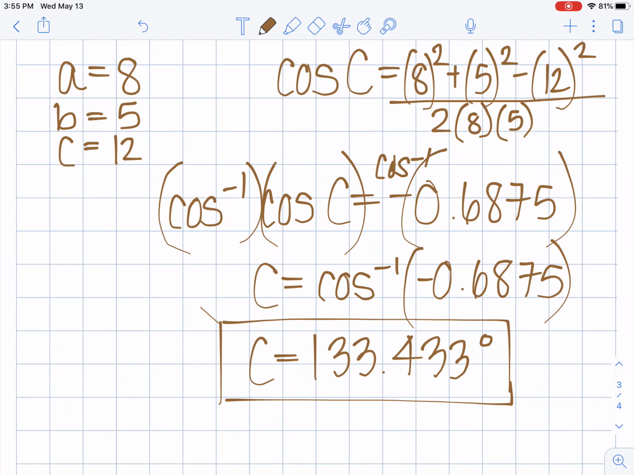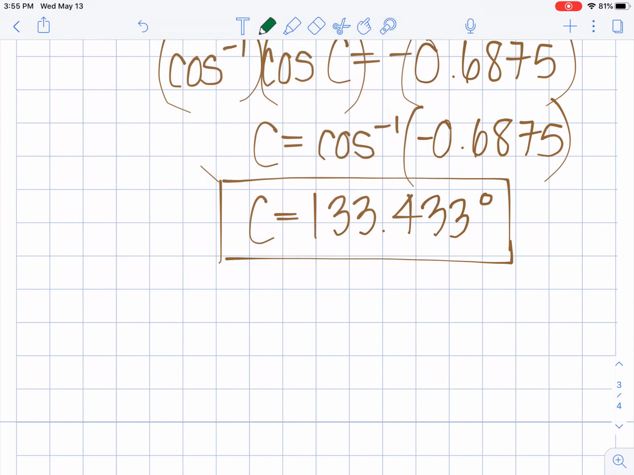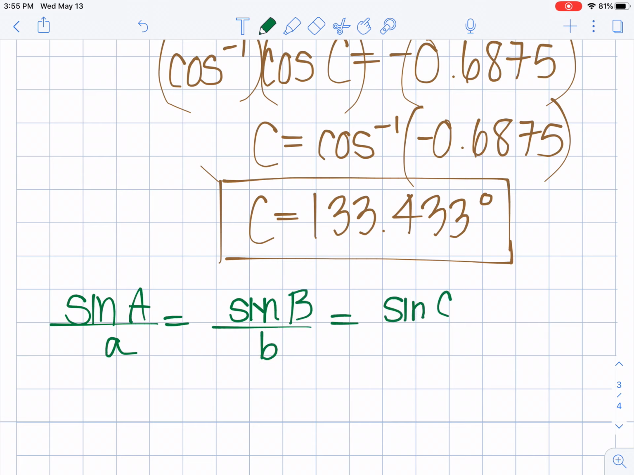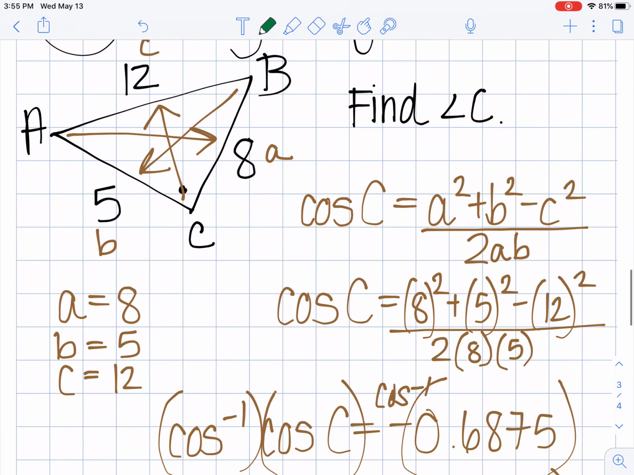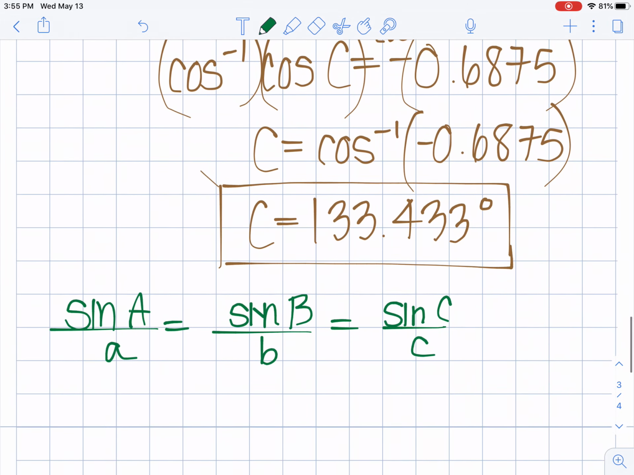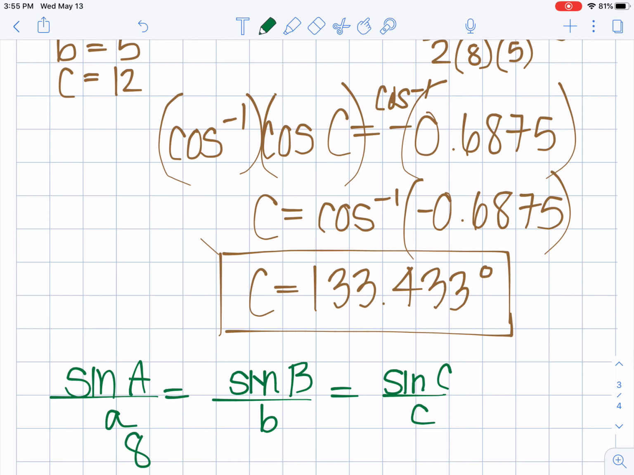Now, I know I can't use law of sines here, because if I tried it, sine of A over a is equal to sine of B over b is equal to sine of C over c. So I have side a is 8, side b is 5, and side c is 12. Again, I don't have a full proportion. I'm missing my angle A, I'm missing my angle B, and I'm missing my angle C. So I know I can't use law of sines because I don't have a full proportion or a full ratio to use to find missing pieces.